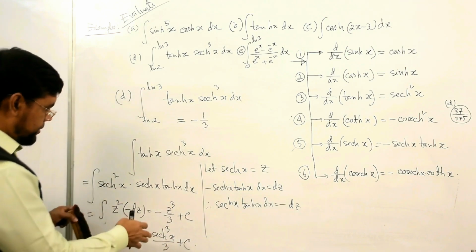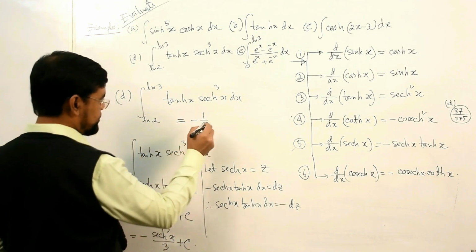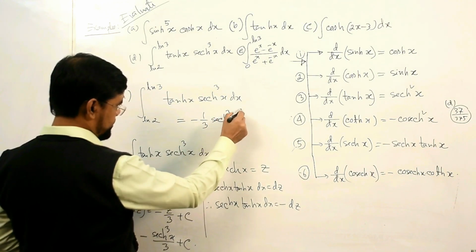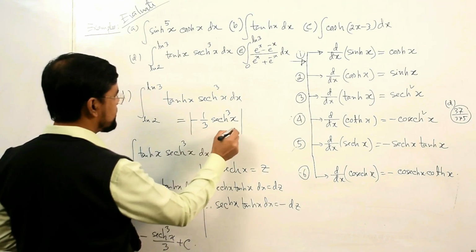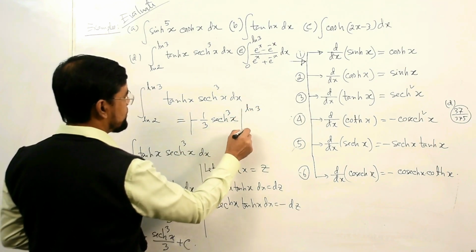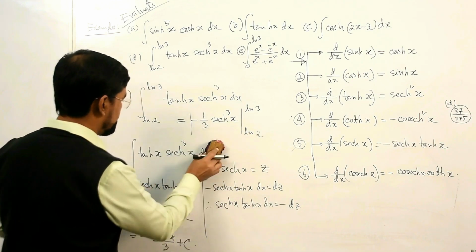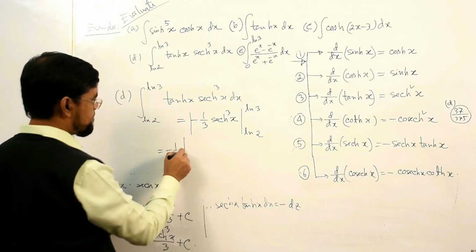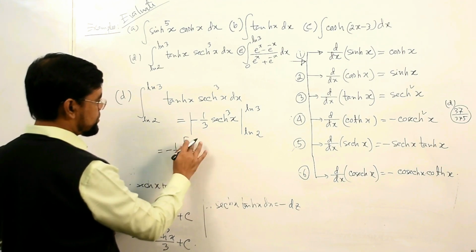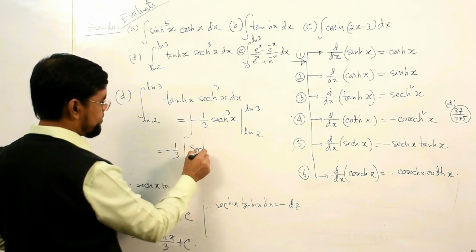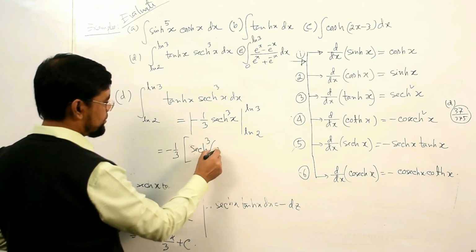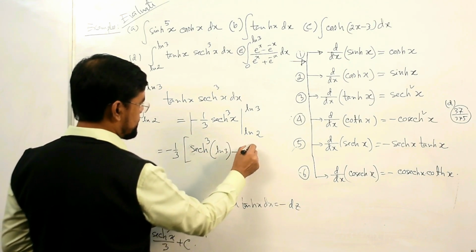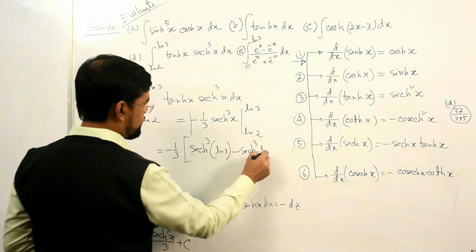So for the definite one, this result now becomes minus 1 by 3 sec hyperbolic 3x from ln 2 to ln 3. You don't need to use the integrating constant here. This equals minus 1 by 3 times sec hyperbolic 3 ln 3 minus sec hyperbolic 3 ln 2.